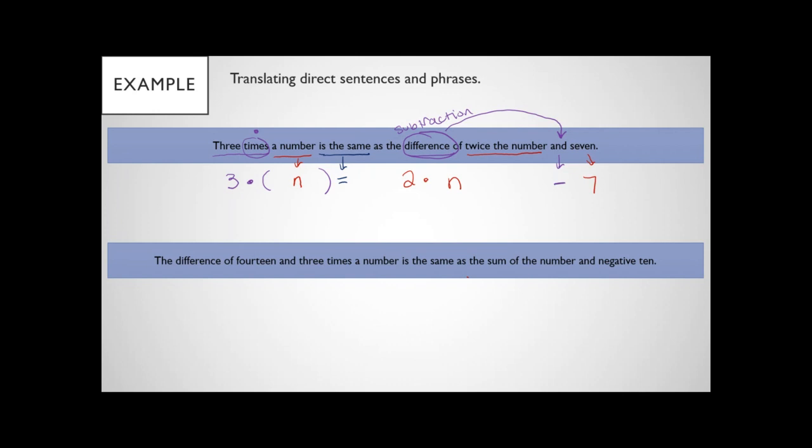So reading it left to right, we have 3 times n, or 3 times a number, equals, or is the same as, the difference of twice the number and 7, which is the same as twice the number minus 7, or 2n minus 7. So I can simplify this by writing 3n equals 2n minus 7.